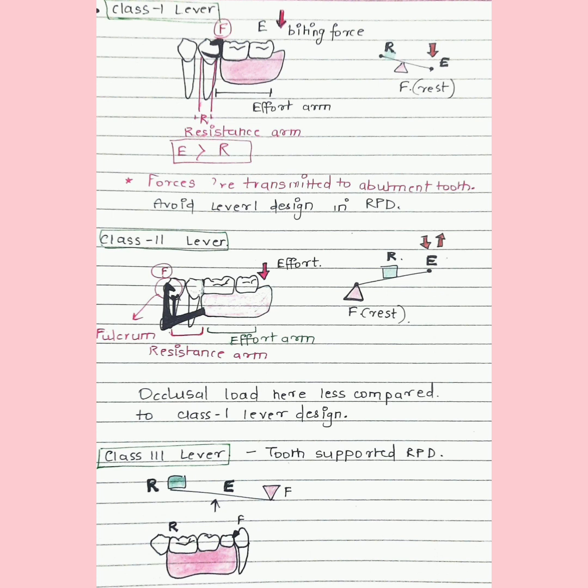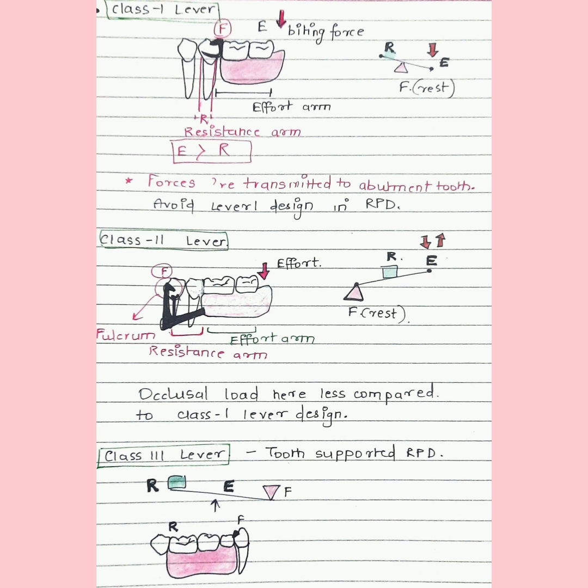In a class 1 lever, we have the fulcrum in the center, and resistance and effort on either side of the fulcrum. If, considering this lever 1, we design our RPD, in the first image you can see we have a denture, and the effort, that is biting forces, will cause the tissues to compress or displace, which will make this denture rotate, as this distal rest here on the second premolar will act as an axis of rotation along which this denture will rotate. All these forces will get transmitted to the abutment tooth. This will lead to bone loss in future, and thus we avoid this lever 1 design in RPD.